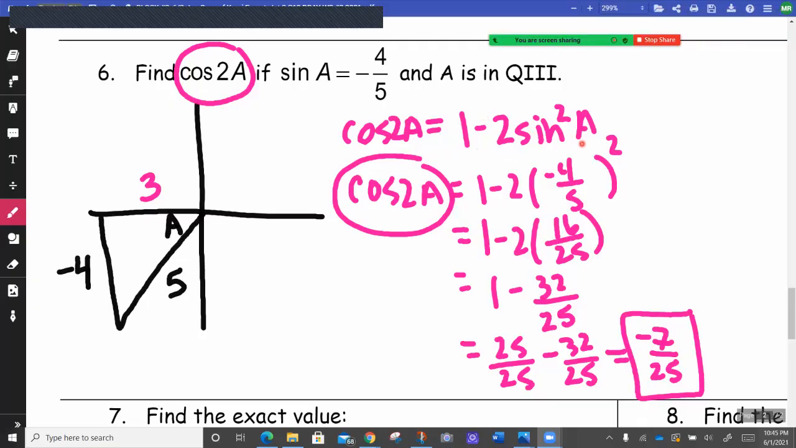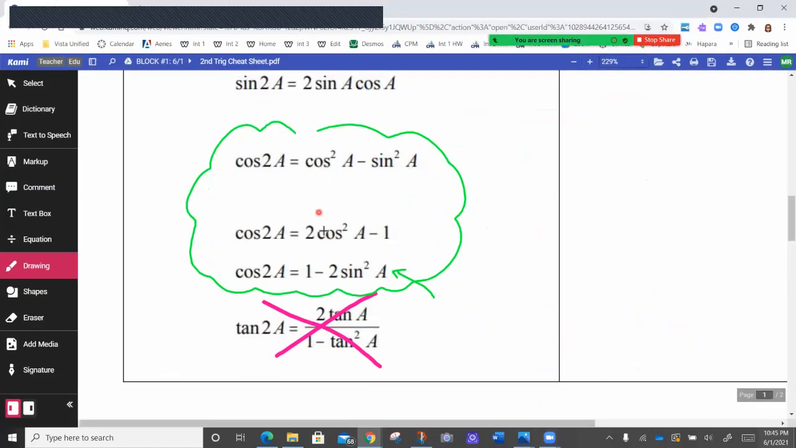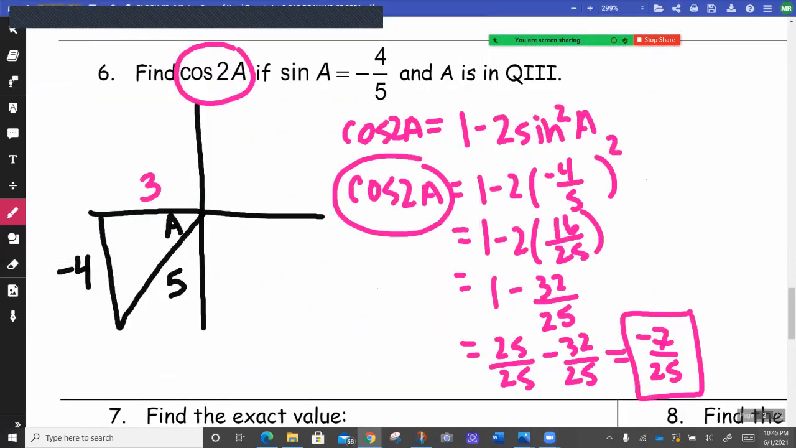And again, I chose to use this one. I could have instead done this one and put in a negative 3/5 for this and worked it out, or put in my negative 3/5 here and my negative 4/5 here and squared them. Any of those are going to give me the same answer. I chose the one with the sine squared a because I have my sine a already, so I really didn't even have to find this. And actually this is a negative 3 because of the quadrant I'm in.